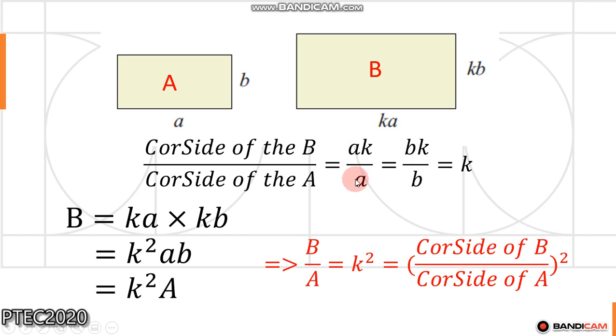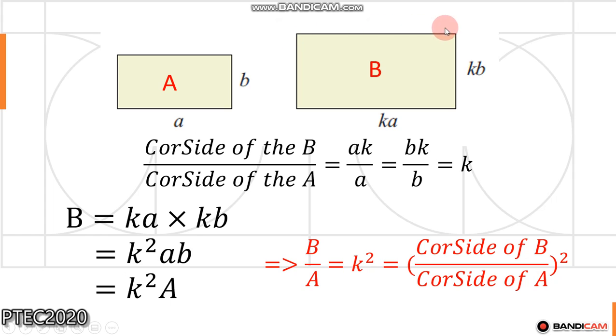And if I simplify a or b here, I will get k. That's why we call k the scale factor. But how do I find the area of the image figure, or rectangle B, in relation to rectangle A, or in relation to the sides of the two similar figures?